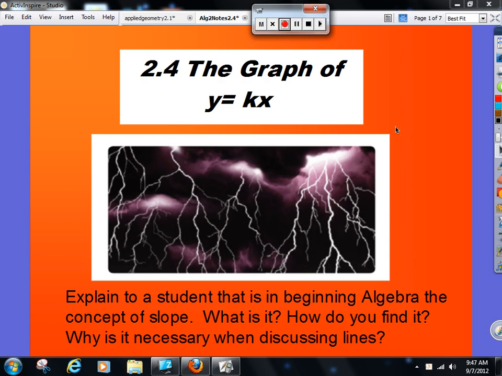Heidi-ho, neighbors! This is section 2.4 on the graph of y equals kx. Mostly review today. I think you'll like this section a lot.